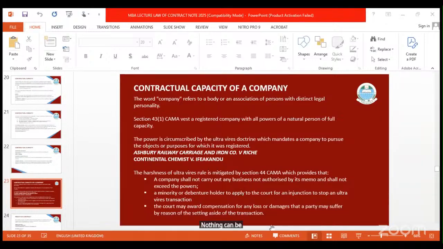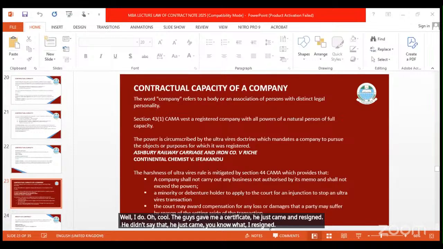I will file a case to retrieve his certificate. Since I do not have the capacity to send him for training, then he shouldn't have the capacity to hold the certificate and use it. But the guy didn't say that. He just came and resigned. You know what? I resigned. I can't work with you again. Simple.